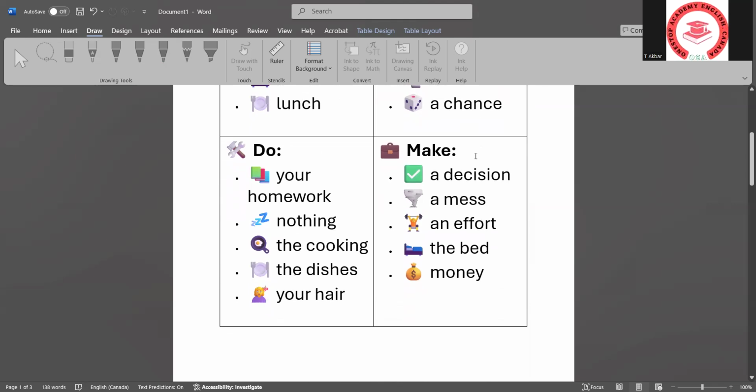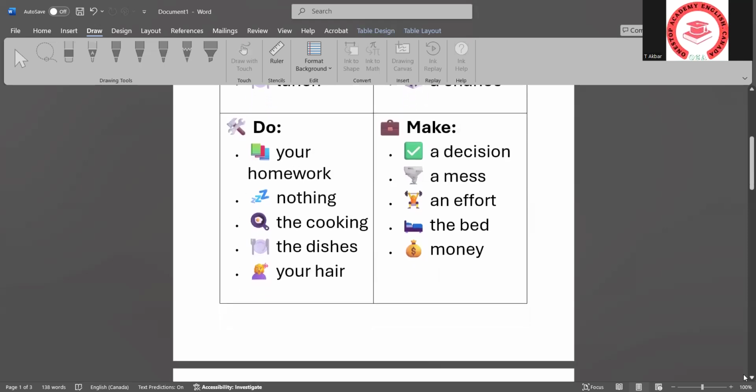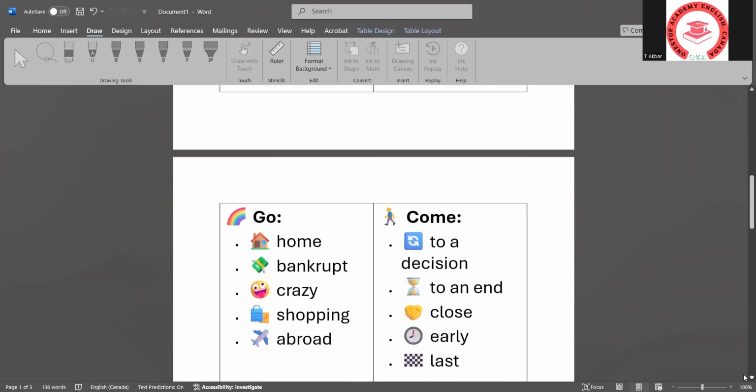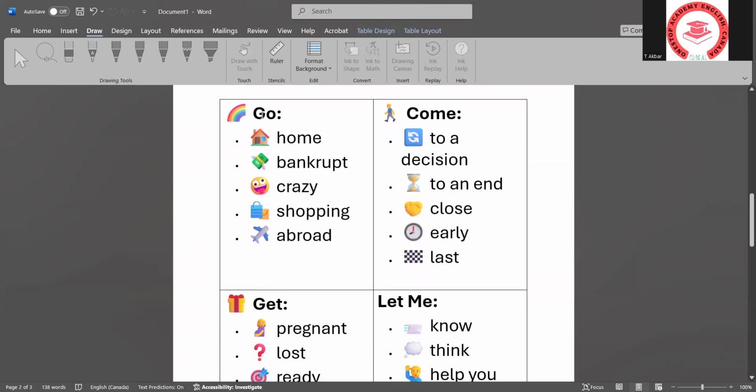Make a decision, make a mess, make an effort, make the bed, make money. Go home, go bankrupt, go crazy, go shopping, go abroad. Come to a decision, come to an end, come close, come early, come last.